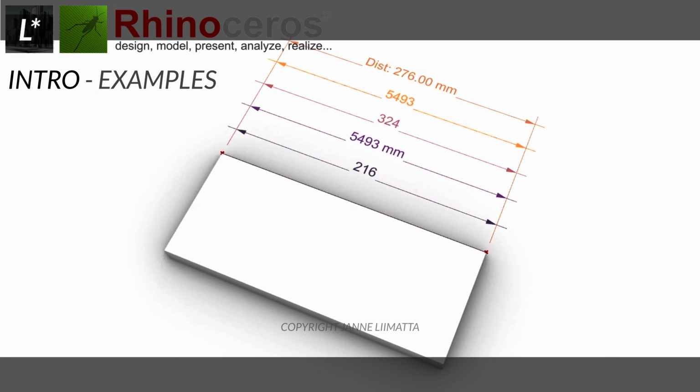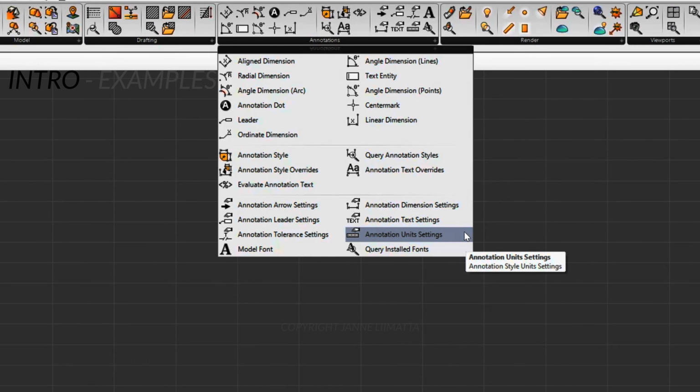After watching this video, you will know how to edit dimension units, change the resolution, create roundoffs for dimensions, add prefixes and suffixes. This is done with the Annotation Units Settings component. The component can be found in the Rhino tab's Annotations section.